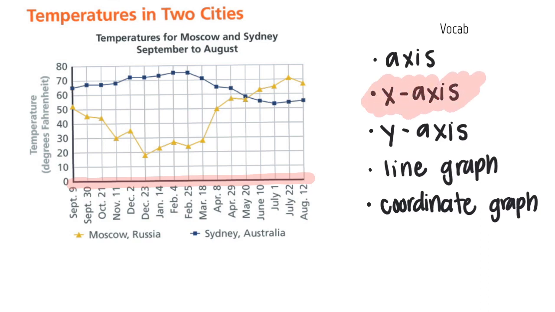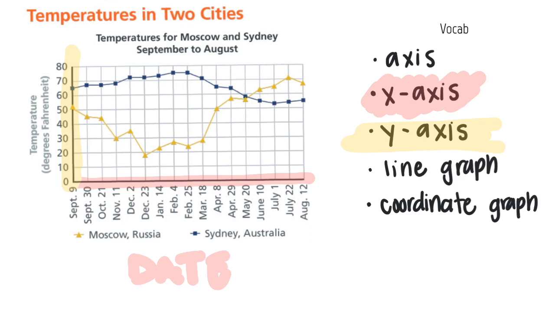And in this graph, it's telling us about the dates, right? It's telling us the date. And then the next one that we have, the y-axis, is this vertical line, okay? And this one is telling us what the temperature is in these cities, okay?